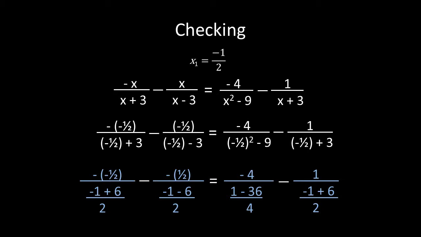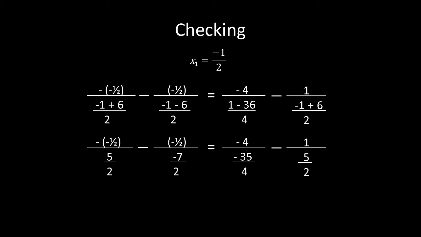The next step is to subtract or add all that can be subtracted or added in the numerator. In the first term, we add 6 to negative 1, and it will become 5 over 2. In the second term, we subtract 6 from negative 1, and it will become negative 7 over 2. In the third term, we subtract 36 from 1, and it will become negative 35 over 4. And in the last term, we add 6 to 1 and it will become 5 over 2.